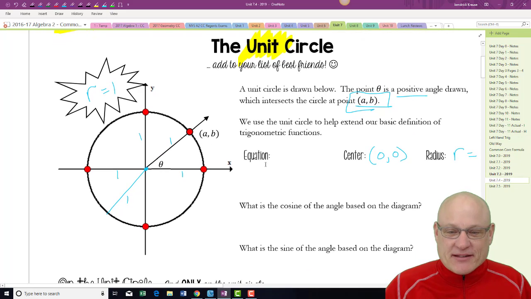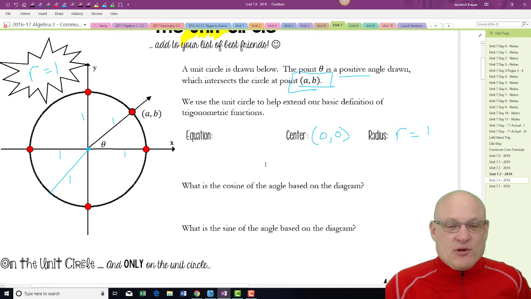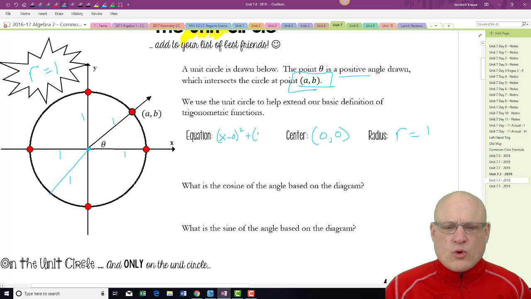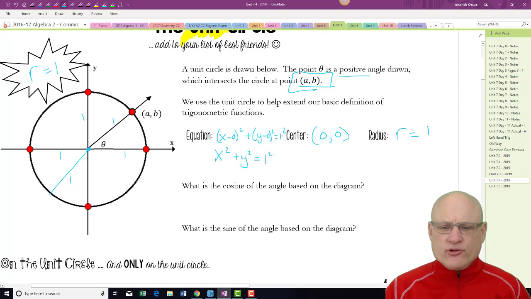All right, so let's talk about this. Let's talk about the equation of this circle. The equation of this circle is x minus 0 squared plus y minus 0 squared equals 1 squared. Well, that's kind of boring. Isn't it really just x squared plus y squared equals 1 squared? Or just 1, excuse me, not 1 squared, which is 1.